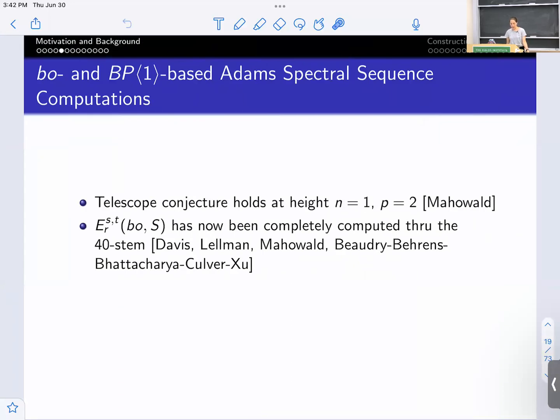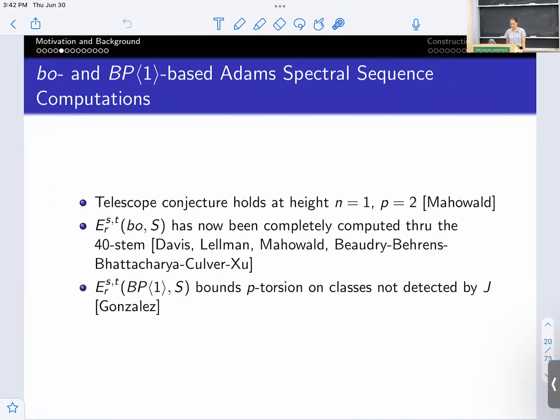And more generally, the BO-based Adams-type structural sequence for the sphere has been completely computed through the 40 stem, and I think a little bit past. And so I think that's the most efficient description of the v1 periodicity in the 2-local sphere.